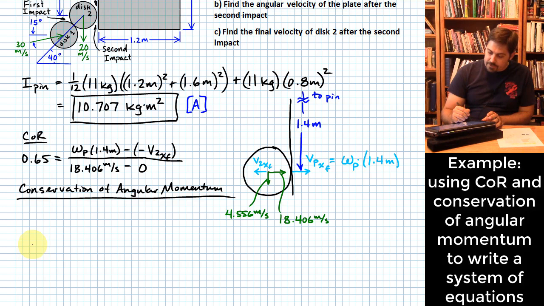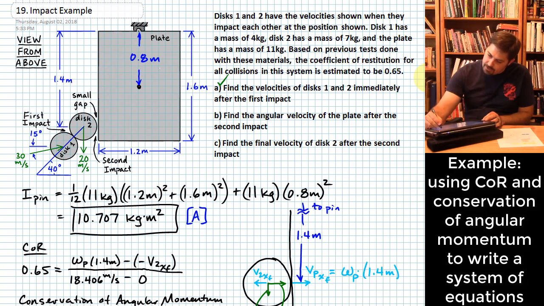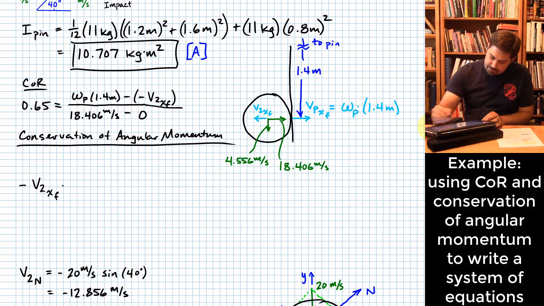So final is going to be equal to minus V2xf times the mass of that body, and the mass, I believe, was what, 7? Yeah, disk 2 has a mass of 7 kilograms. Now here's where this gets just a little bit tricky. In order to figure out what the momentum is, or the angular momentum, we also need to multiply this by how far we are away from the point that we're evaluating momentum around, which is that pin. So we need to multiply this by 1.4 meters.